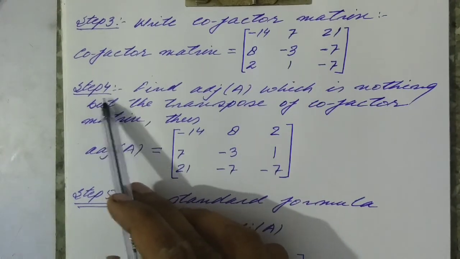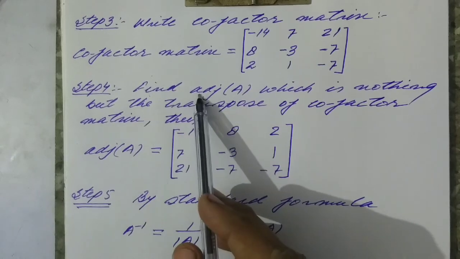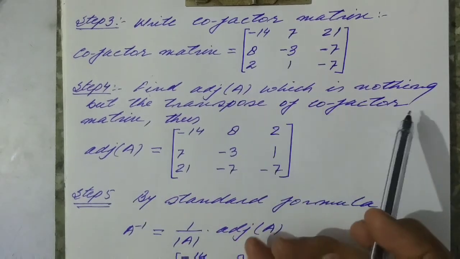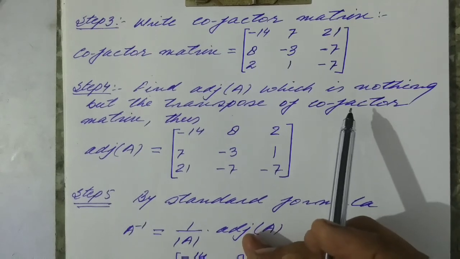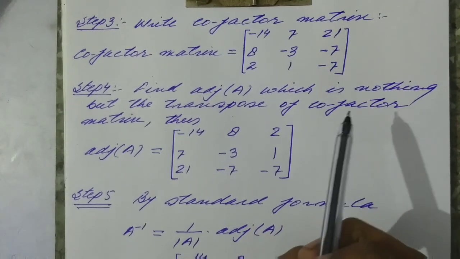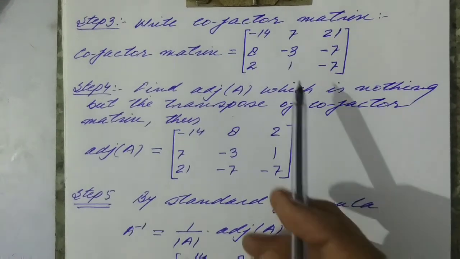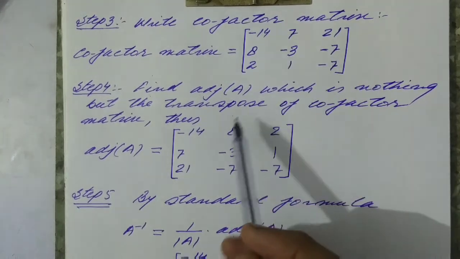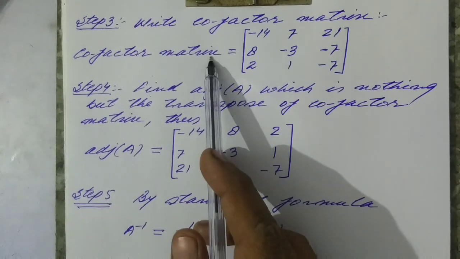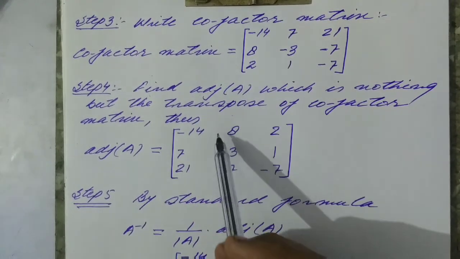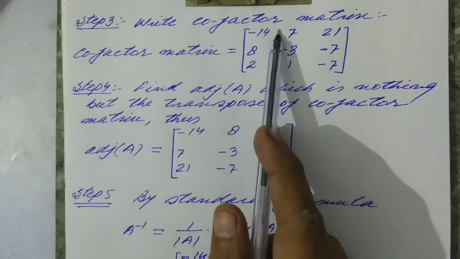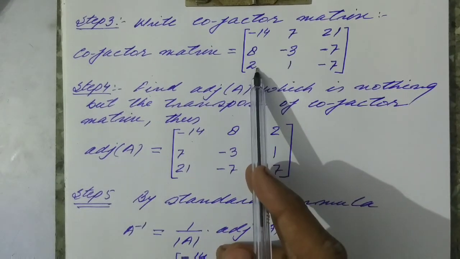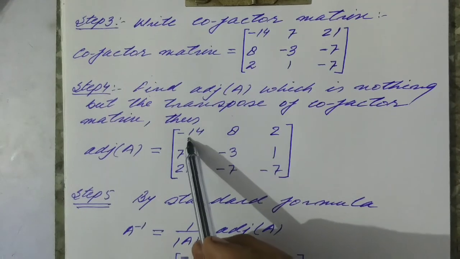And now step 4, in which we find the adjoint of A, which is nothing but the transpose of the cofactor matrix. And transpose is the matrix obtained by interchanging columns and rows of a matrix. So the transpose of this we obtain: minus 14, 8, 2, because this is the first column, so it becomes the first row, minus 14, 8, 2.